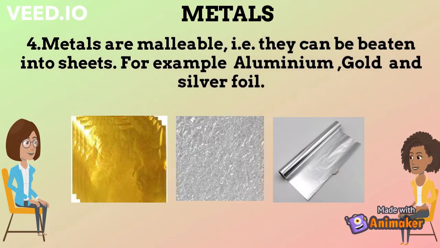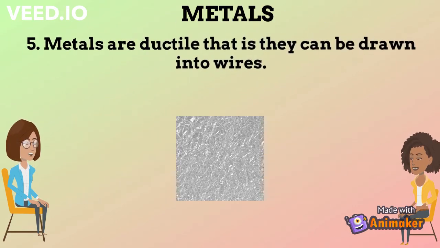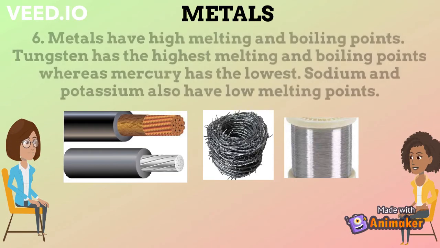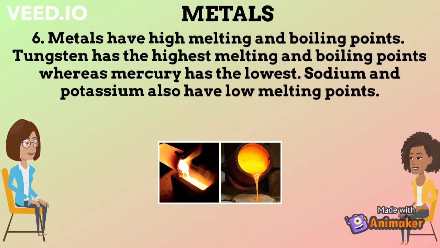Metals are malleable, that is, they can be beaten into sheets. For example, aluminium, gold and silver foil. Metals are ductile, that is, they can be drawn into wires. Metals have high melting and boiling points. Tungsten has the highest melting and boiling points, whereas mercury has the lowest. Sodium and potassium also have low melting points.